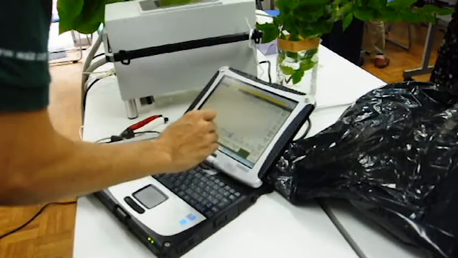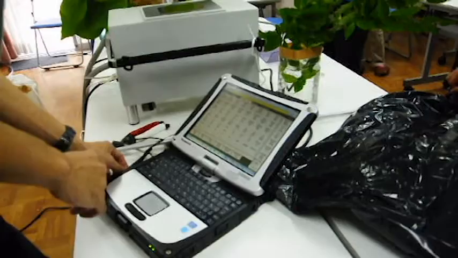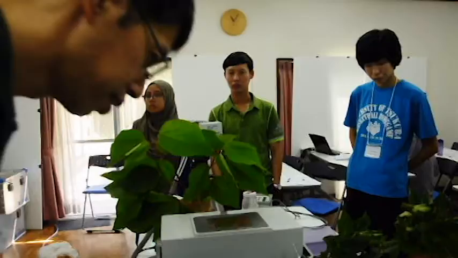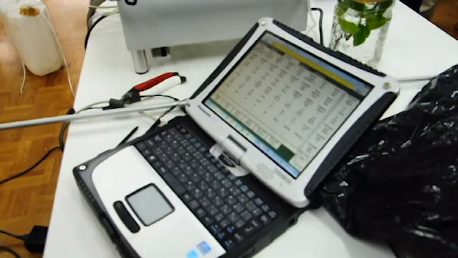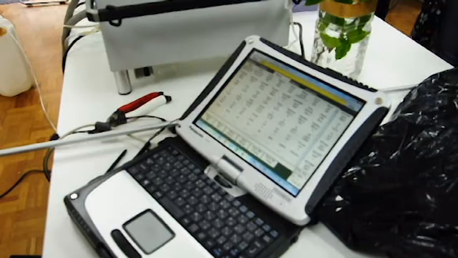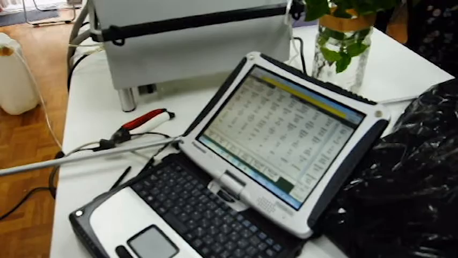Okay, it's finished. Before the lecture, I record the value. So, Hanawa-san, could you write it down? The photosynthesis is 13.77. 13.77. And the conductance is 615.